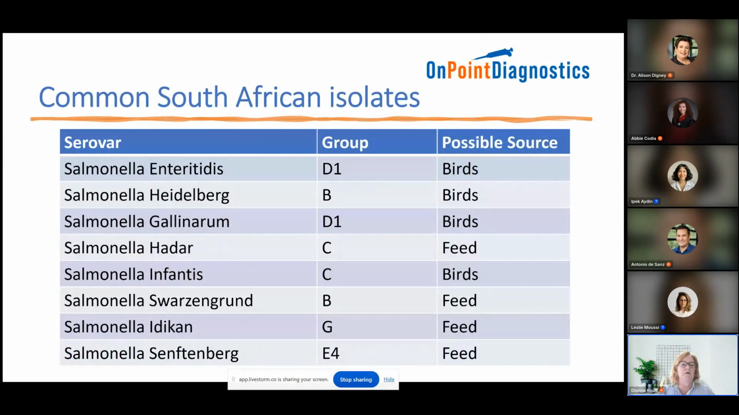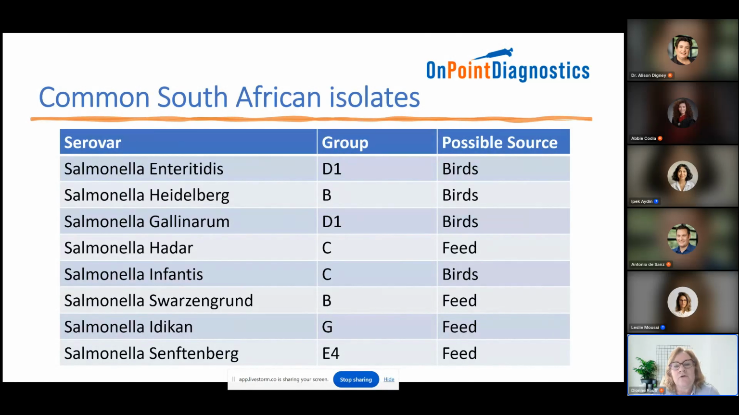If we look at the common South African isolates, you will find that around the world there are different common isolates. Salmonella enteritidis obviously takes the top spot. We get a fair amount of Salmonella Heidelberg and Salmonella gallinarum, which is different to other parts of the world. We have a Salmonella gallinarum problem in our poultry flocks. It's not a human pathogen, but it is a problem for the birds. Then Salmonella Hadar, Salmonella infantis, Schwarzengrund, Idikan, and Senftenberg.